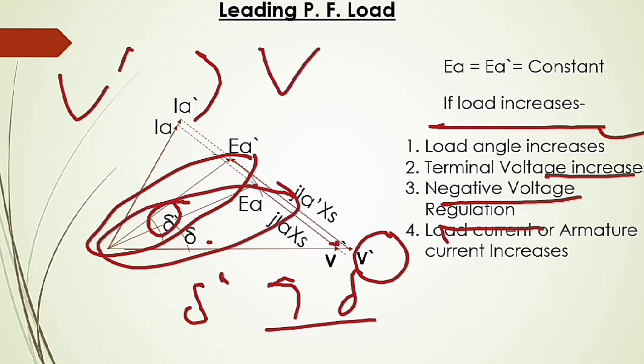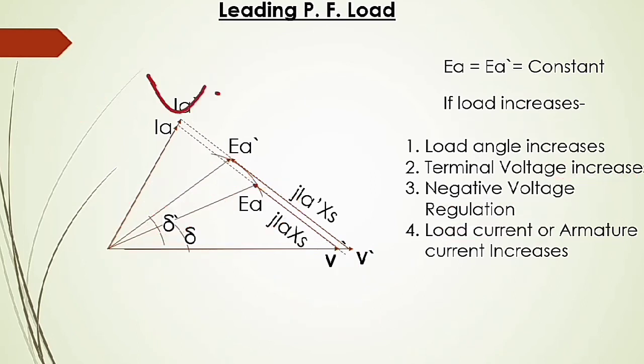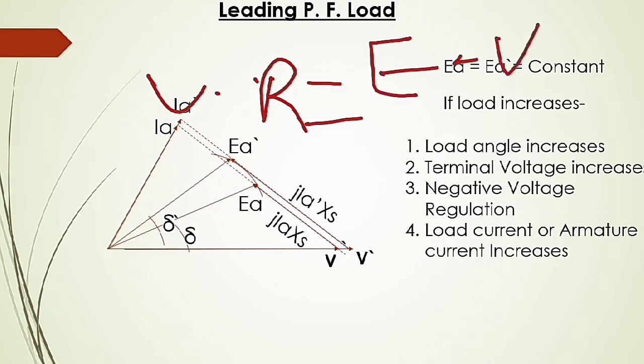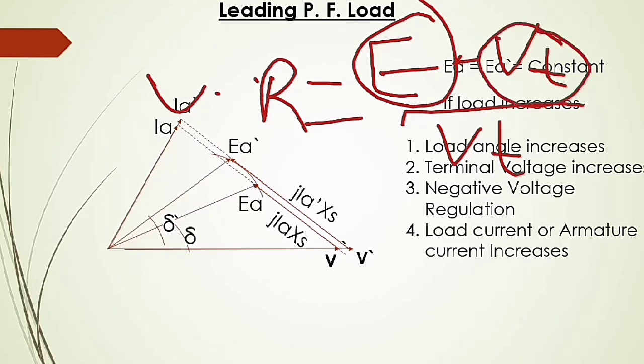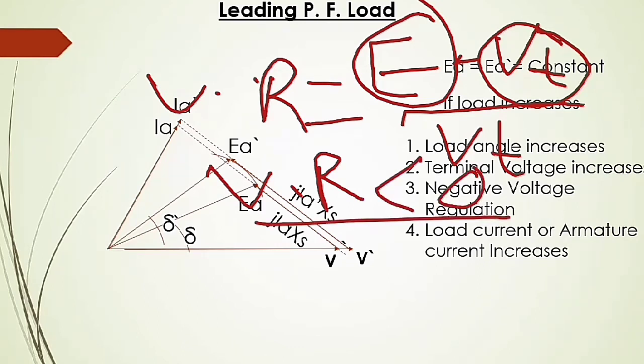So the voltage regulation automatically has a negative value, because from the formula, voltage regulation equals E minus VT divided by VT. The value of E is small and the value of VT is more. So in that case we get a negative voltage regulation, and here the terminal voltage V dash is increasing. So it is always negative in the leading power factor load.